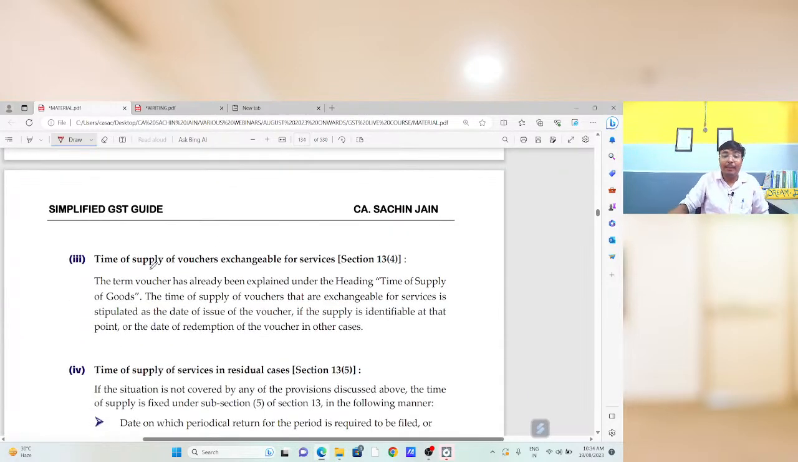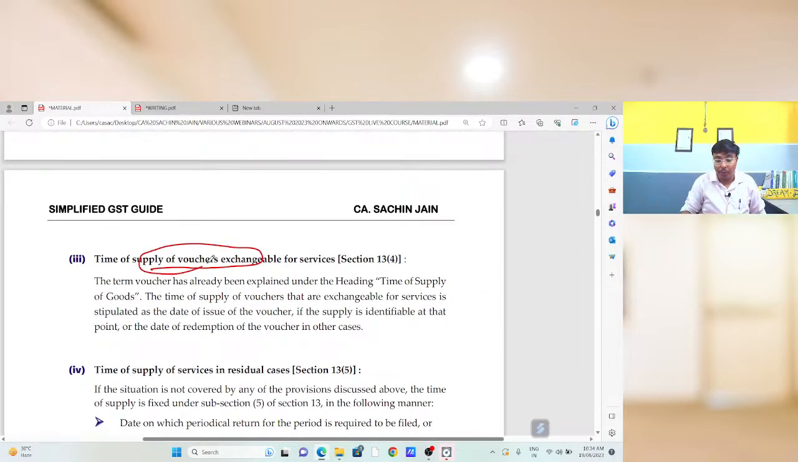Now, time of supply in case of vouchers. Suppose I provide my services to all of you, and I say that when you take the next service, I am going to give you a voucher, and on that voucher you will get 25% off. That means you had already identified that voucher at the time of supply of that voucher. That means the date of voucher will be treated as time of supply.